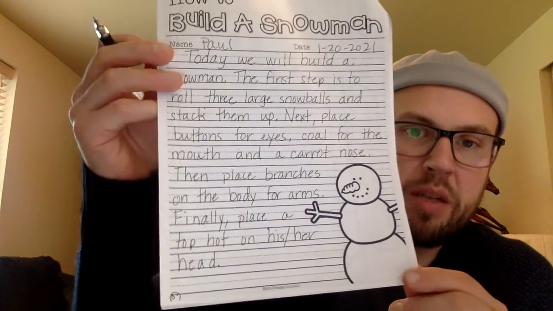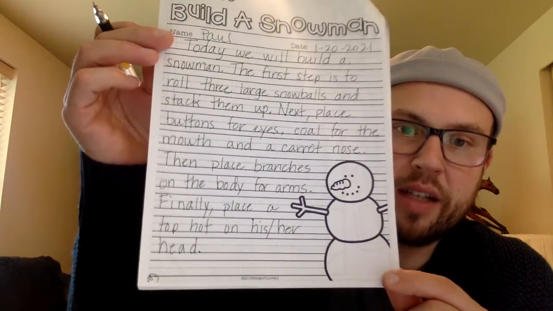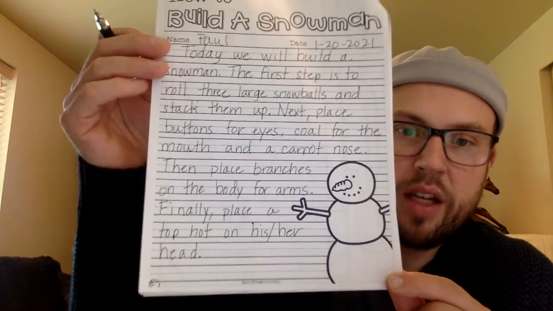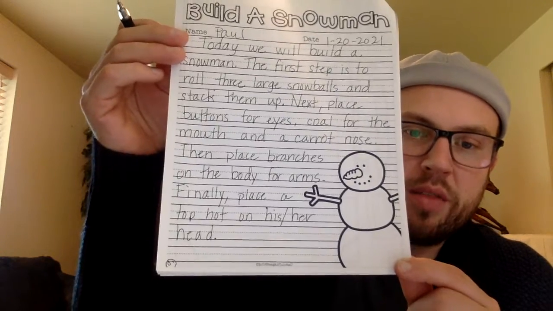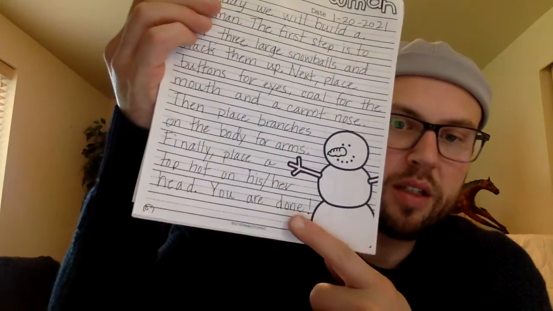Now let's read it again one more time all together. Today we will build a snowman. The first step is to roll 3 large snowballs and stack them up. Next, place buttons for eyes, coal for the mouth, and a carrot nose. Then place branches on the body for arms. Finally, place a top hat on his or her head. You could say, you are done. All right. When you are done with that, we're going to switch gears to math.